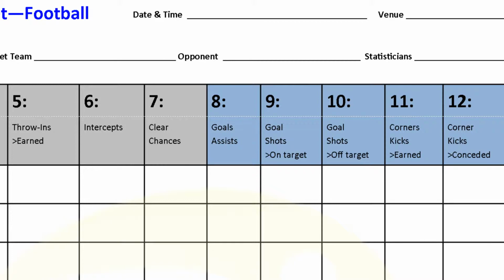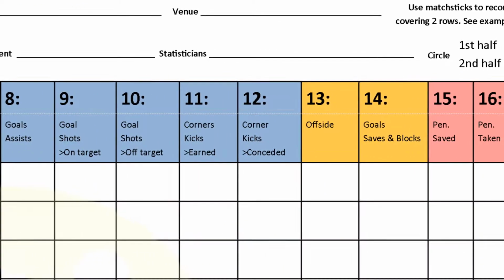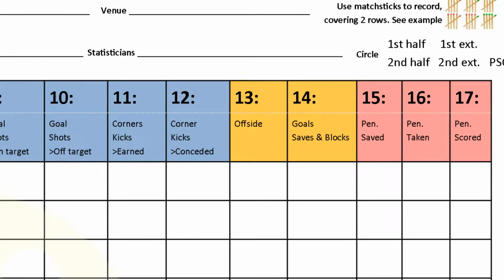Option 8 through 10 is talking about goals, whether assists, shots on target, shots off target. 11, 12 is referring to corner kicks, whether they were earned or they were conceded. 13 and 14 is referring to offside and goal saves and blocks, while 15, 16 and 17 is chief reserve for penalty taking.